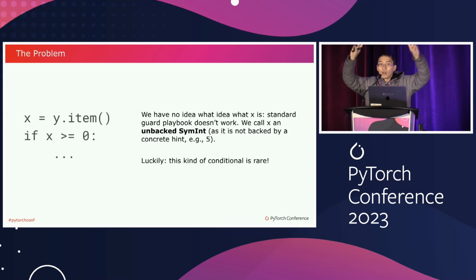But if we have a so-called unbacked symbolic integer, which may have been the result of calling item on an arbitrarily complicated tensor computation, we can't guard on them unless we graph break after we've done the item call, at which point we do know the value of x. So, Dynamo supporting graph breaks means we can handle this code with a graph break. But it turns out there are lots of use cases of item that don't require graph breaks.